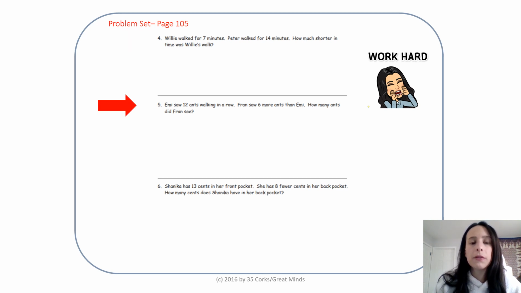Number 5, Emmy saw 12 ants walking in a row. Fran saw 6 more ants than Emmy. How many ants did Fran see? And then last, number 6, Shanika has 13 cents in her front pocket. She has 8 fewer cents in her back pocket. How many cents does Shanika have in her back pocket? Use a regular tape diagram or a double tape diagram to solve.